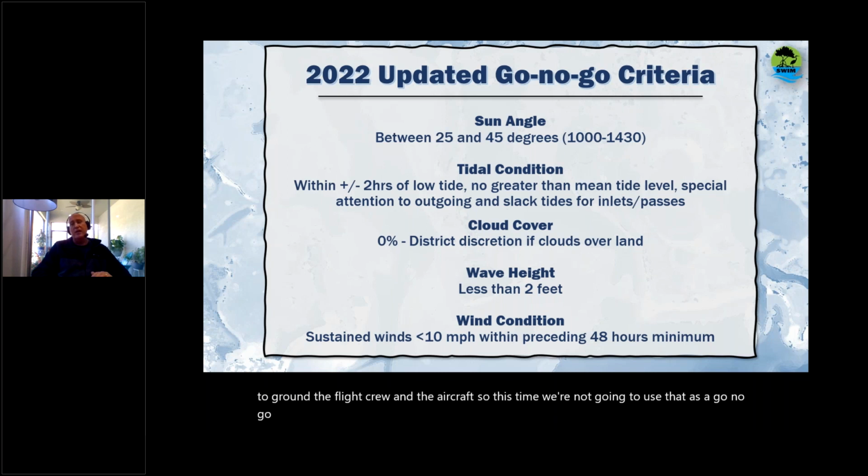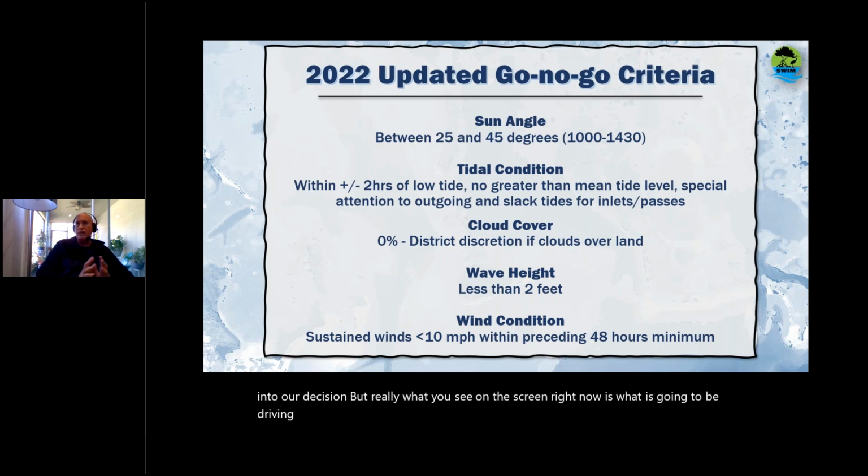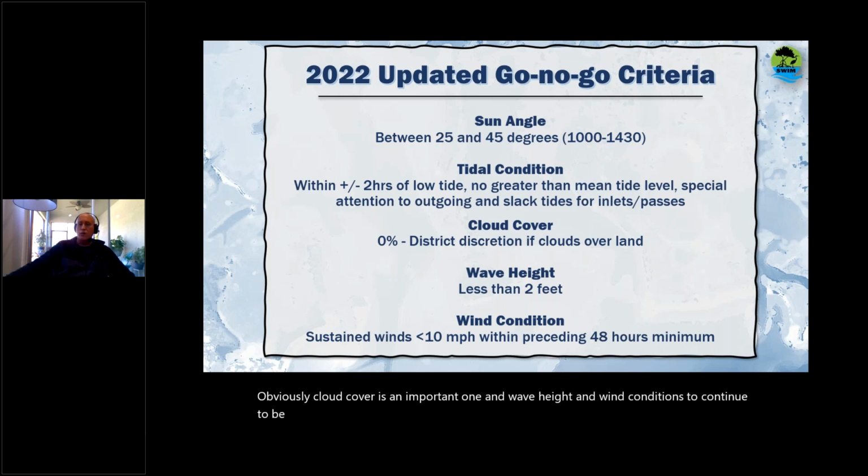That being said, if we do see a large rainfall event, obviously that's going to weigh into our decision. But really, what you see on the screen right now is what is going to be driving our go/no-go criteria. So sun angle and tide condition, that's always been part of our criteria. Obviously, cloud cover is an important one, and wave height and wind conditions continue to be major criteria for giving us the go-ahead for flight.